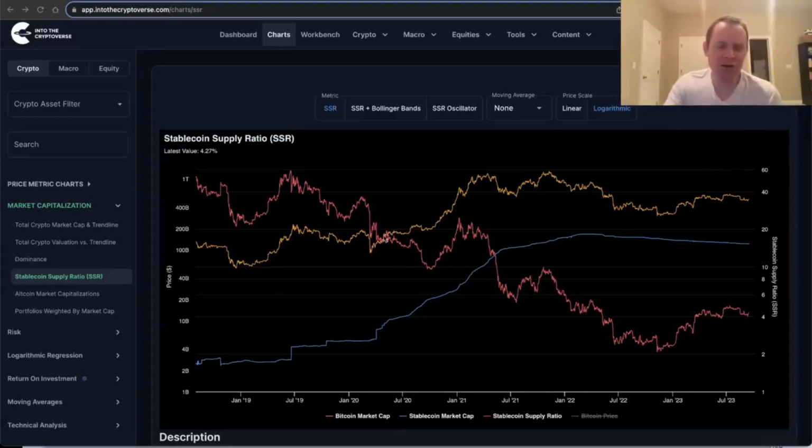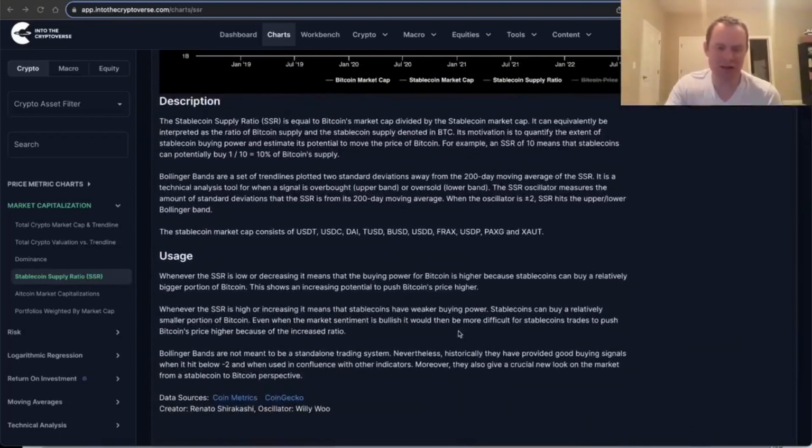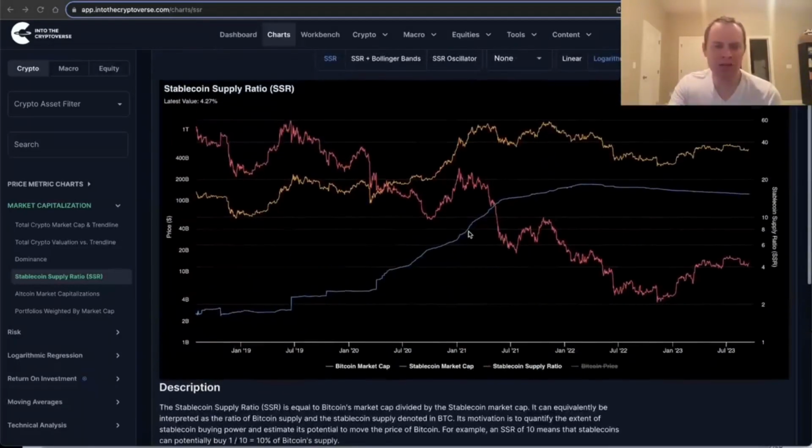Now, if you're not familiar with the stablecoin supply ratio, I will scroll down so you can read the description and look at the usage of it. But to summarize, it is basically just equal to Bitcoin's market cap divided by the stablecoin market cap. The reason we're interested in this is because it essentially shows you the stablecoin buying power and estimates the potential of that buying power to actually move the price of Bitcoin. So we've talked about this, I believe, a couple of times this year. And we're going to look to see where we were previously and then where we are today.